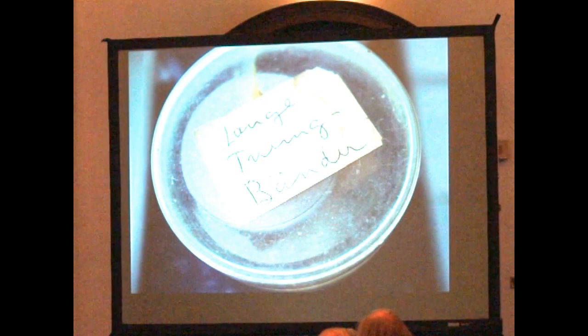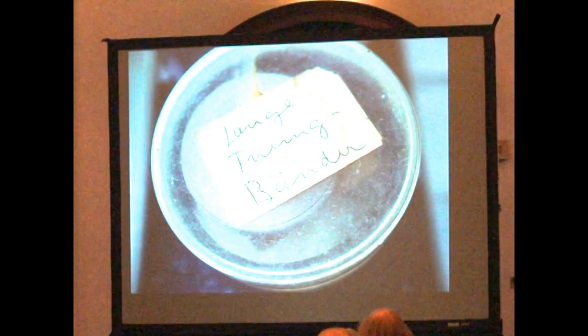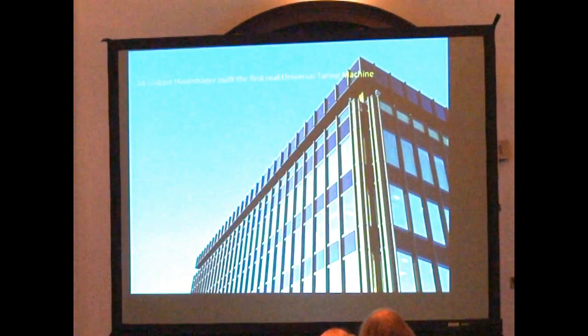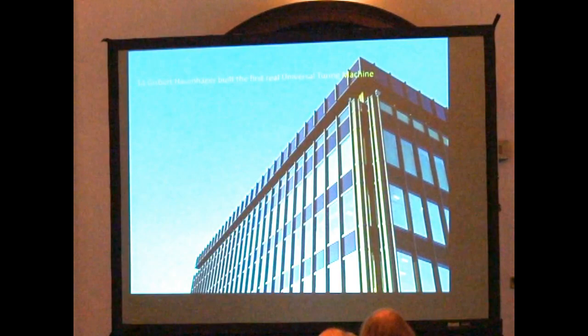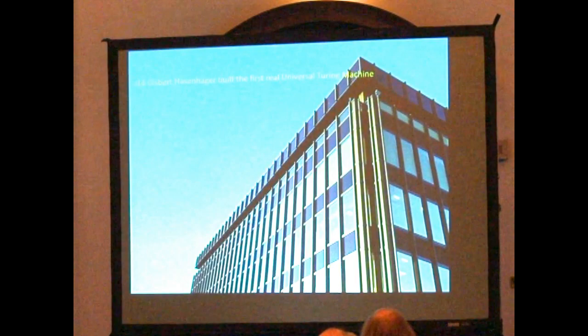But it's true. Everything that can be done with a computer can be done with this clickering electromechanical device. It's a completely strange thing, isn't it? The name of the head of this department was Gisbert Hasenjäger, and he, this is my 14th statement, built the first real universal Turing machine.